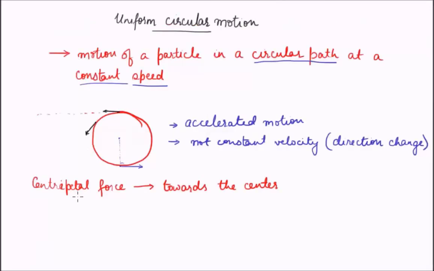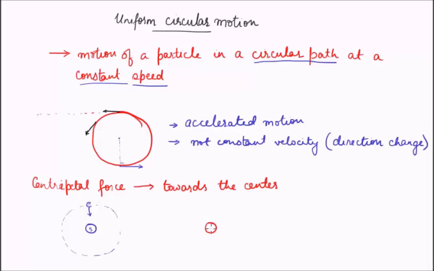Now, what is the centripetal force in different scenarios? We'll see some examples. The example of the Earth revolving around the Sun. This is the Sun and the Earth is revolving around the Sun in a circular path. Now, why does it circle in the circular path? This is because there is a force of gravitation. Gravity is pulling Earth towards the Sun, and this force of gravitation provides the centripetal force necessary for the circular motion.